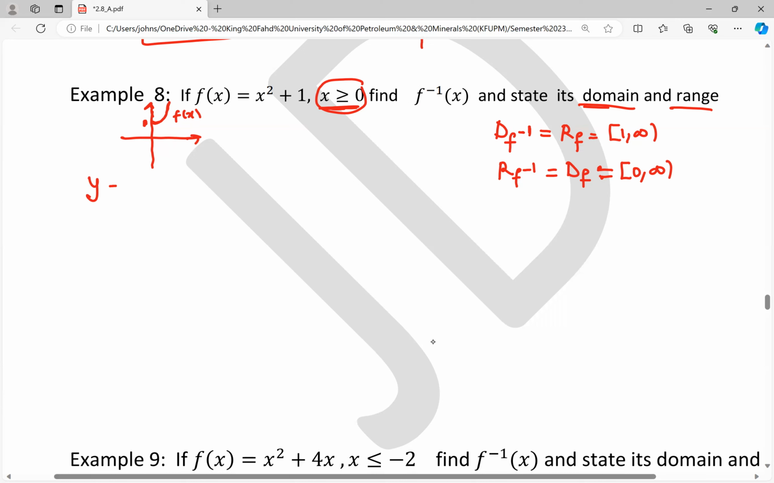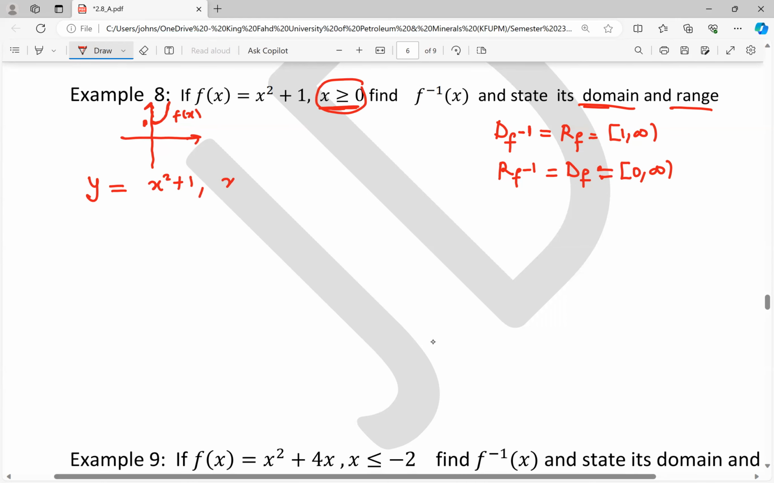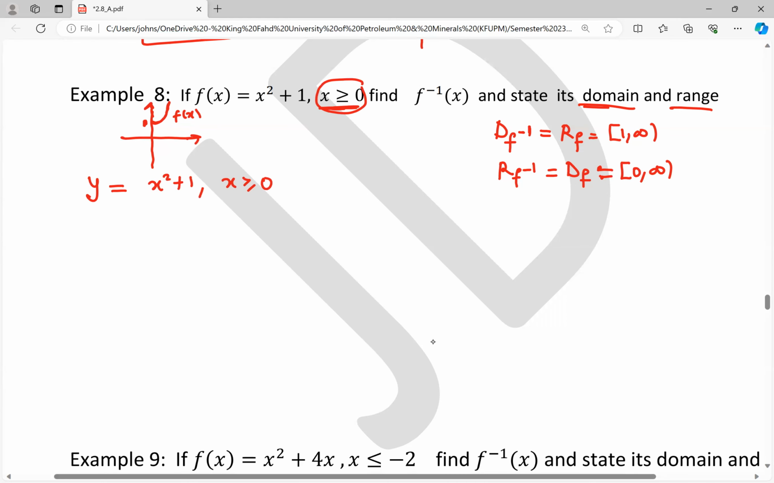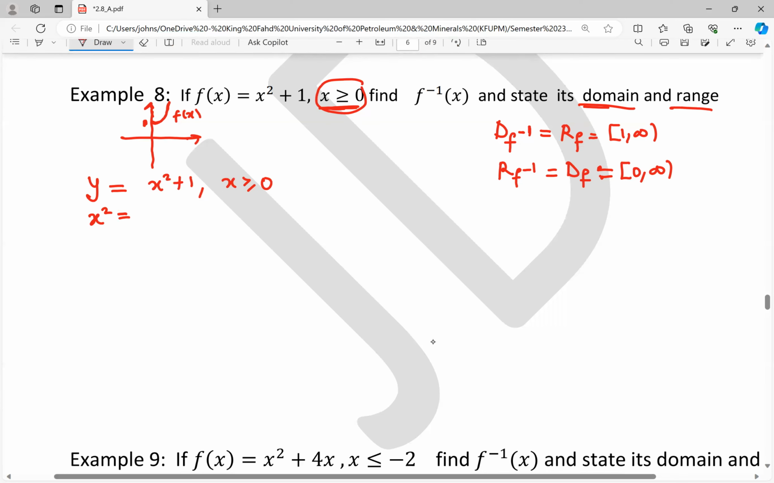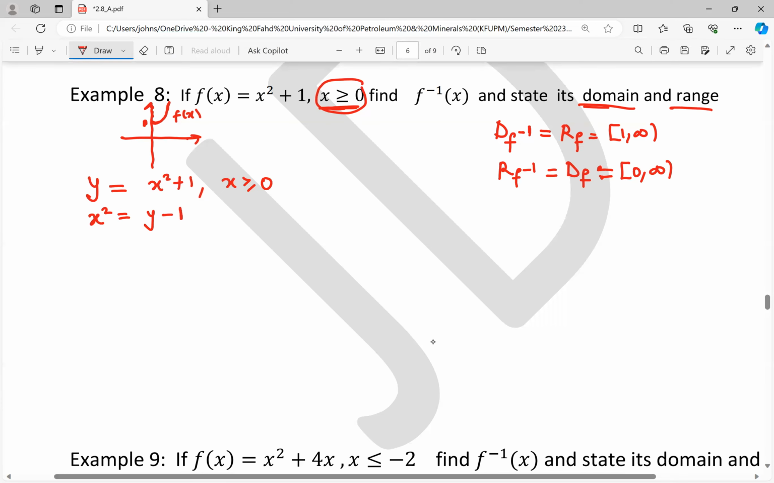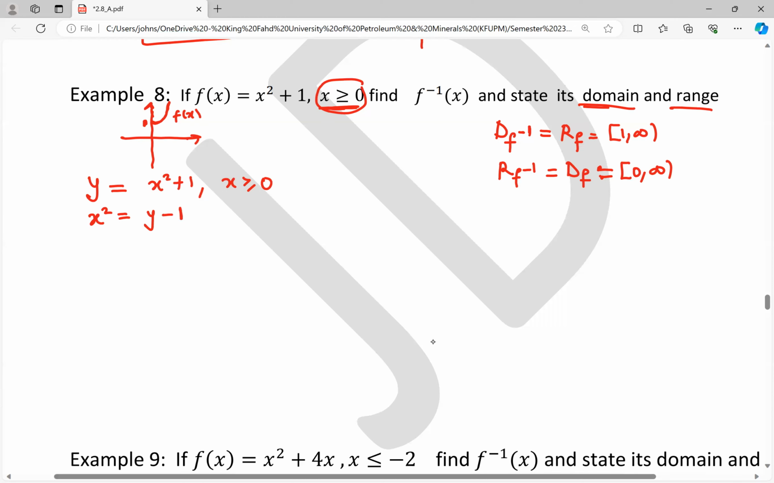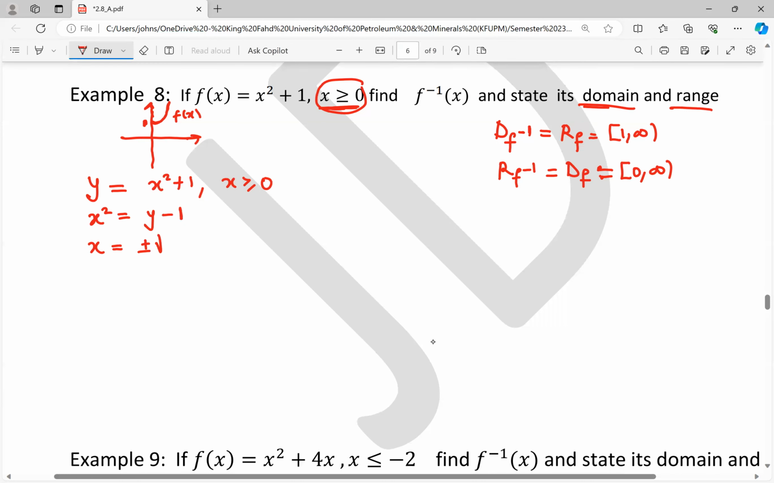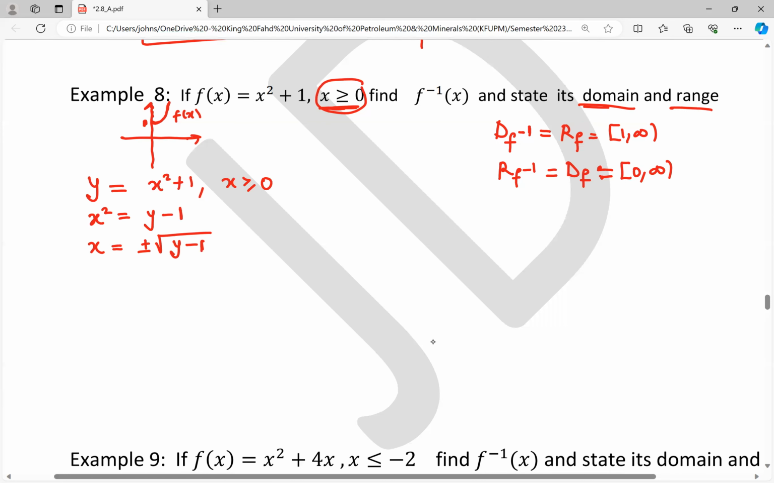But now let's go for the f inverse. For the f inverse, we write y equals x squared plus 1. We still have our condition, x is greater than or equal to 0. Now we solve for x in terms of y. You will see that x squared is nothing but y minus 1. So x is going to be plus or minus the square root of y minus 1. This is very important. Because if you take the square root of x squared, you're going to have plus or minus.